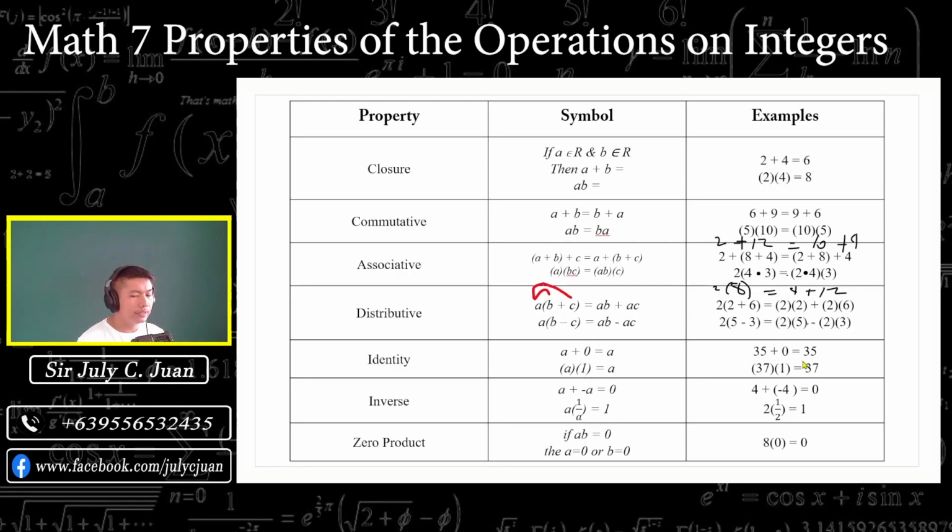Okay? 35 plus 0 equals 35. 37 times 1 equals 37. Meaning to say, yung given number ang magiging resulta pa rin natin. Okay? Okay, next is what we call now the inverse.